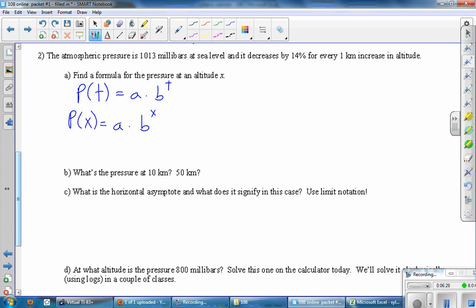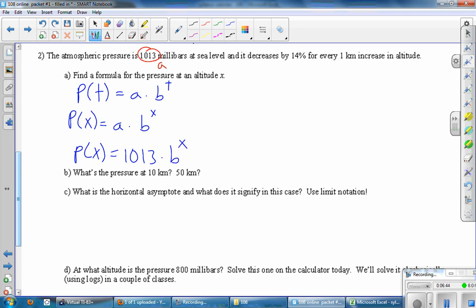Okay, that 1,013 millibars is at sea level. That's when x is 0, and that's the a value. That's the initial value. A is 1,013. So far, so good. P of x is now 1,013 times b to the x.